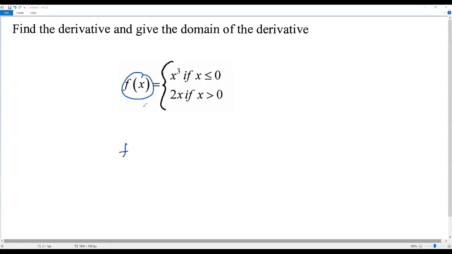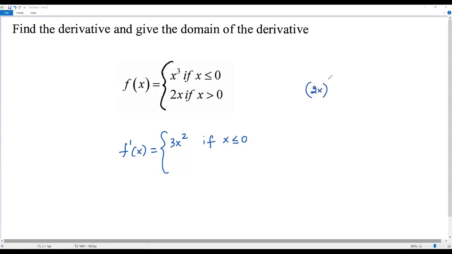So the derivative of f of x is just f prime of x. And to get the derivative of x cube, you can use the power rule. That is, we have to bring this exponent in front of the variable and subtract 1 from the exponent. Then I'll be getting 3x square if x less than or equal to 0. And now I have to get the derivative of this 2x.